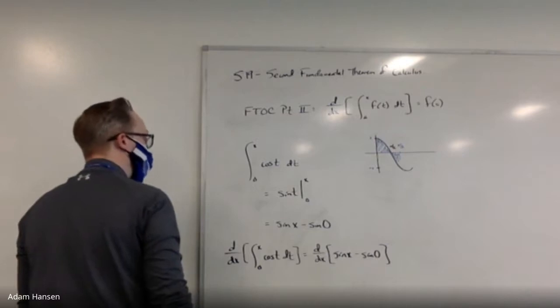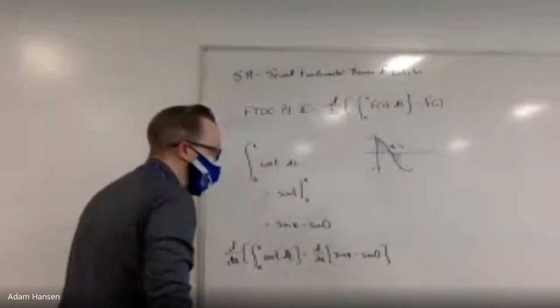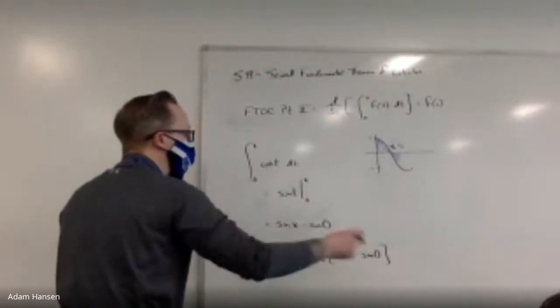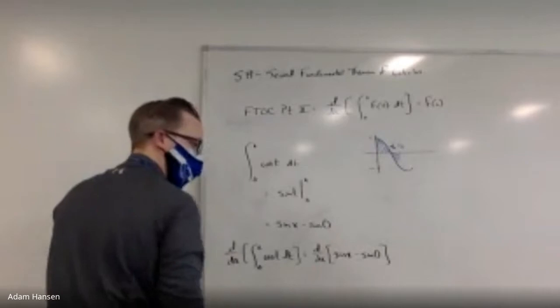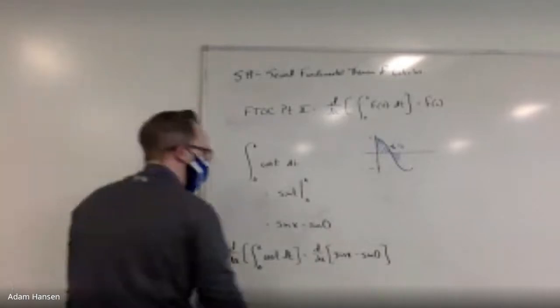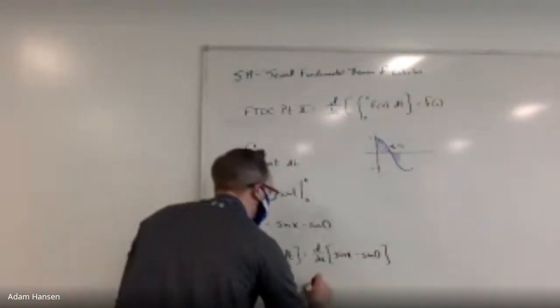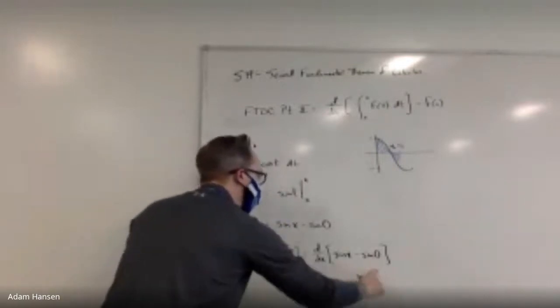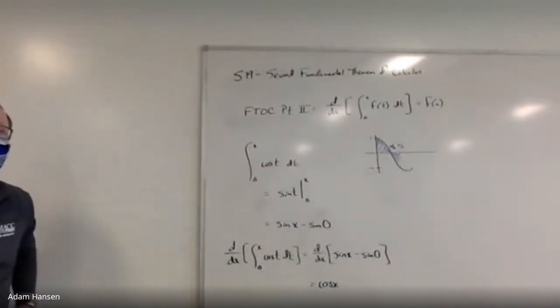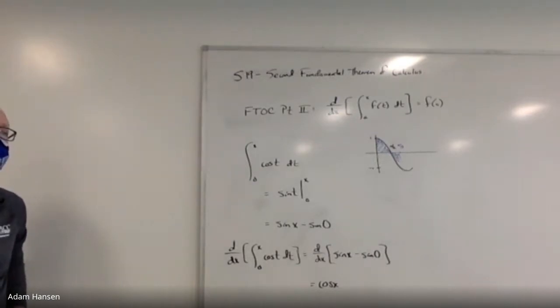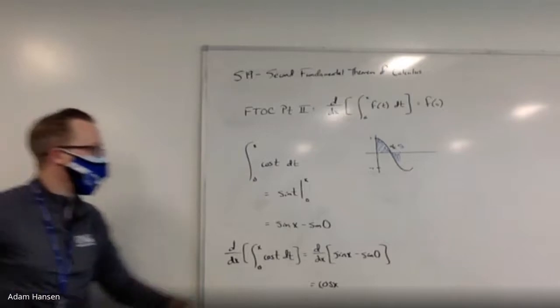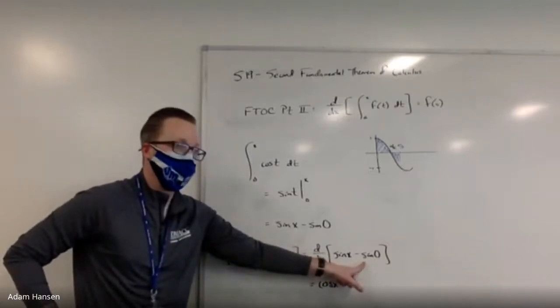What is the derivative of sine? Someone just said it, yeah. Not negative cosine. That's the antiderivative of sine. What's the derivative of sine? Just cosine, right? What's the derivative of the sine of 0? What is the sine of 0? It's actually a number. What is the sine of 0? 0. Isn't the derivative of a constant always 0?